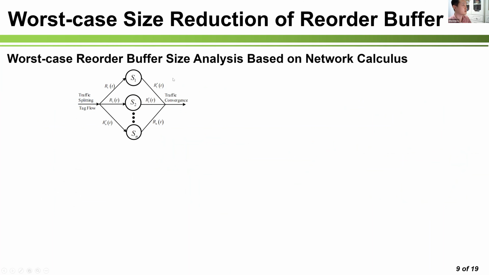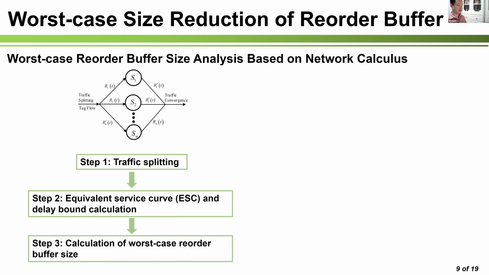Okay, now let's take a look at the calculation of the worst case reorder buffer size based on network calculus theory. It is a theory to analyze the worst case scenario, and the result must be on the safe side, so it must not be exceeded. This picture at the top represents the idea of abstracting the design into systems, which is used to apply this network calculus theory.